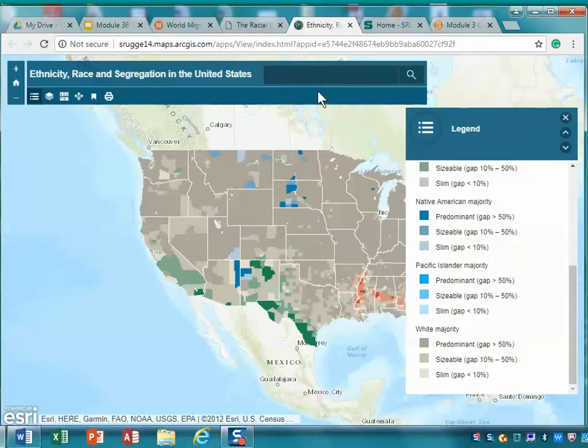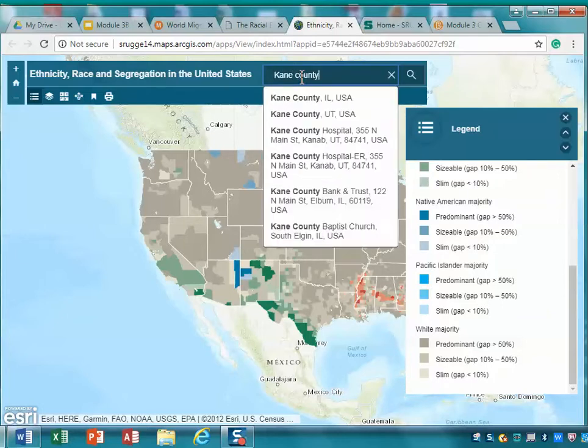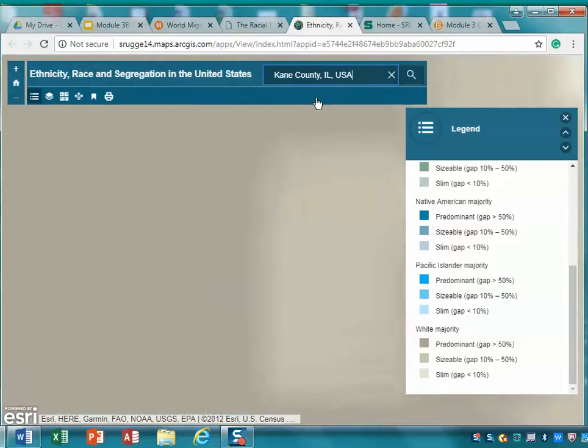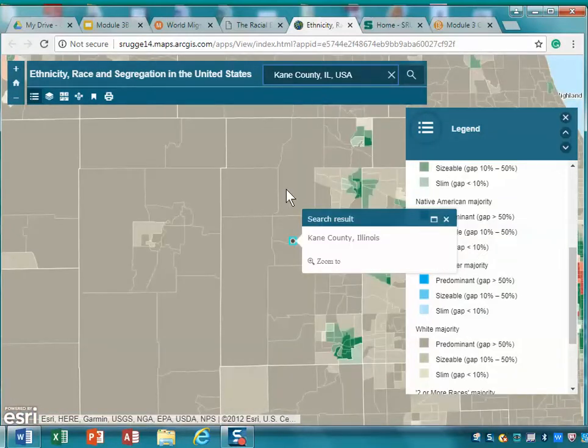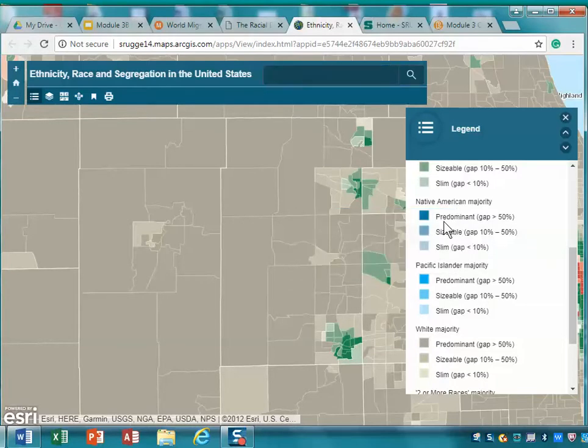Now what I'm going to ask you to do is look at your area in terms of its makeup. And so what I'm going to do is, I grew up in Kane County, Illinois. And so I'm going to click on that. And again, you may look at a county. If you live in a small town, it's going to be a little bit hard to pick it out on here. But what I want you to begin to do is look at your town, your county, your state, and examine the issues of race and ethnicity in that area.